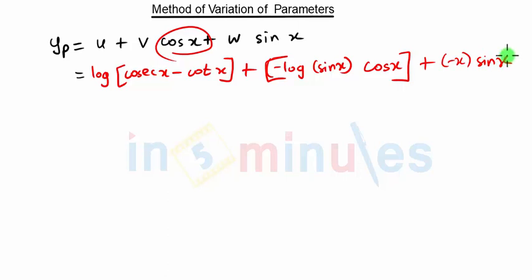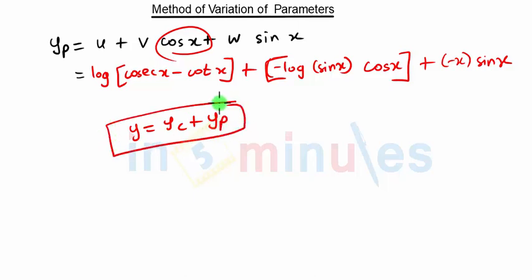So this is our yp, and the final solution will be y equal to yc plus yp. And this is how we solve the problem on method of variation of parameters. Other types of problems we will see in our next video, so stay tuned for our future lectures.